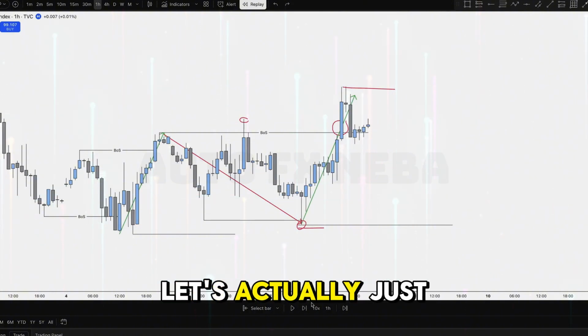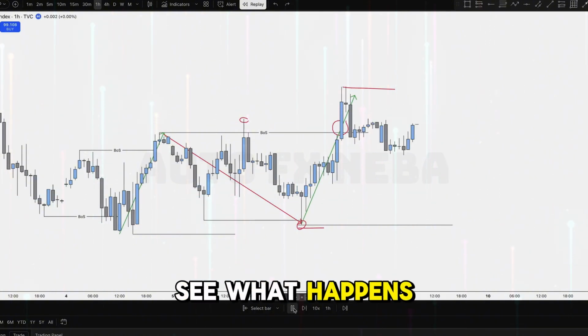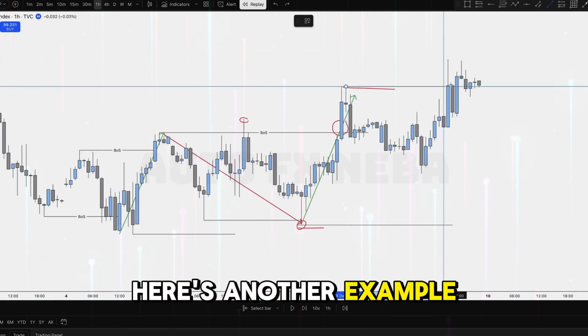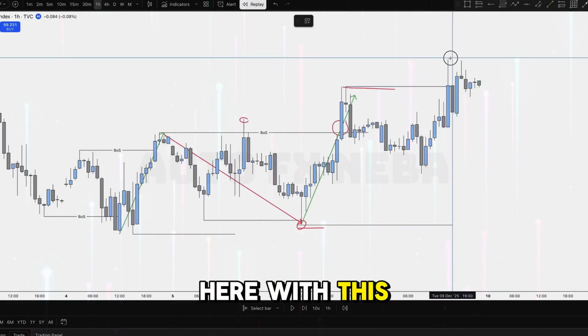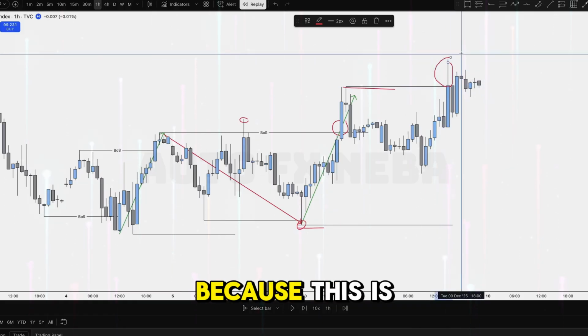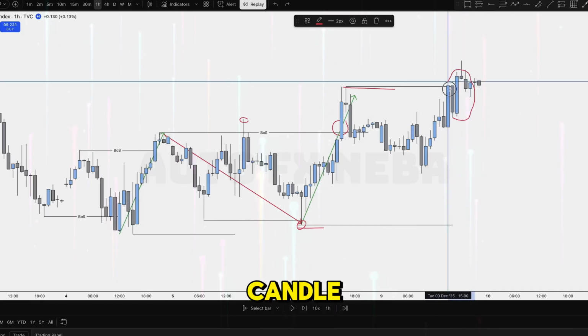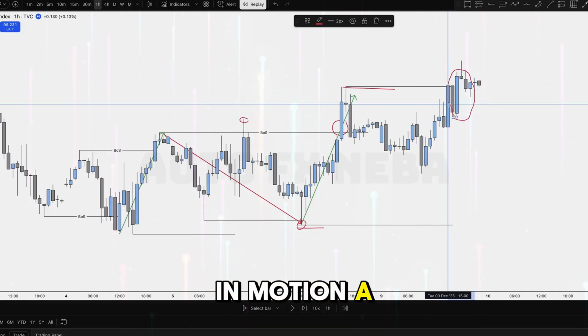All right, so let's actually just continue it a little bit more, see what happens. We've gone and closed above this high, and again, here's another example. This closure just here with this wick, I wouldn't really like this too much because this is showing rejections over that high. But when we came in and created this bullish candle, this does set in motion a validated high.